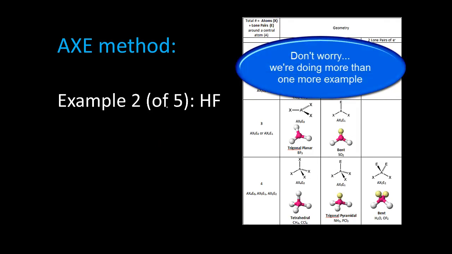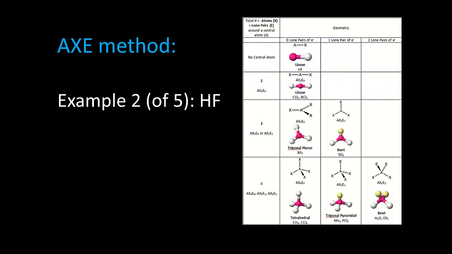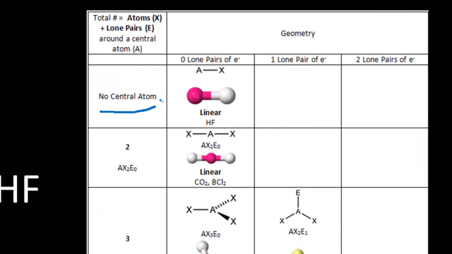All right, let's do one more example. We have HF. So there is no central atom because there's one of both, and hydrogen is never ever considered a central atom. If there's no central atom, it's pretty easy. We got linear. So HF is linear. We do not have to do any electron dot configurations for hydrogen fluoride.